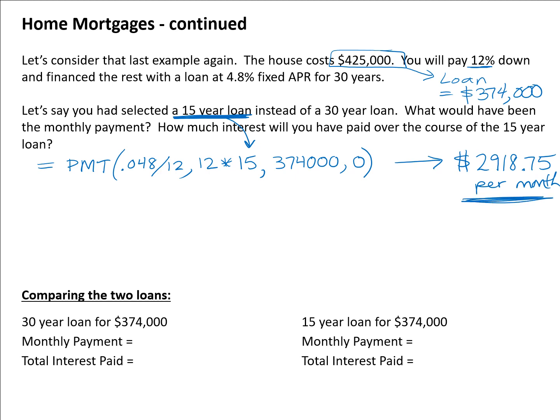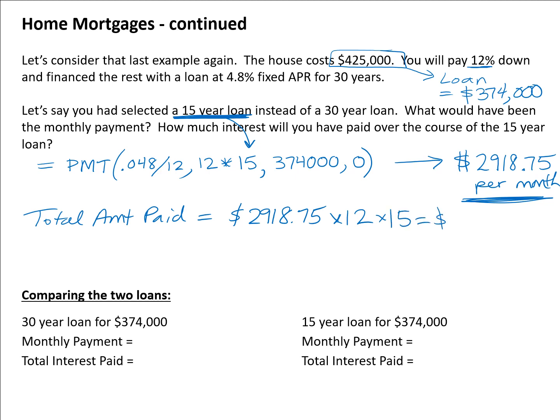To work out how much interest we've paid, we first need to find the total amount that we paid. That would be $2,918.75 paid every month over the course of the year. So that's 12 months during the year for 15 years. Means that we end up paying $525,375 altogether.